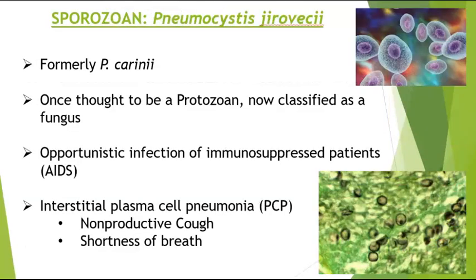The next sporozoan that we're going to talk about is Pneumocystis jirovecii, and it was once thought to be a sporozoan, but now it's really classified as a fungus. This is an opportunistic infection of immunosuppressed patients, and these are usually patients with AIDS a lot of times. It can cause interstitial plasma cell pneumonia, or PCP. It causes non-productive cough and shortness of breath in patients.